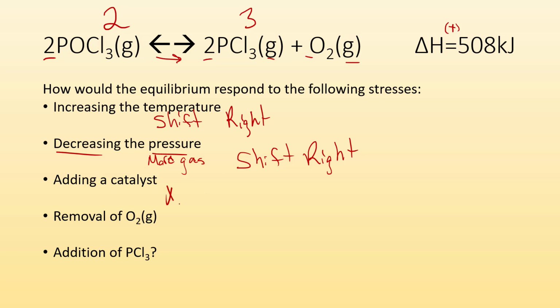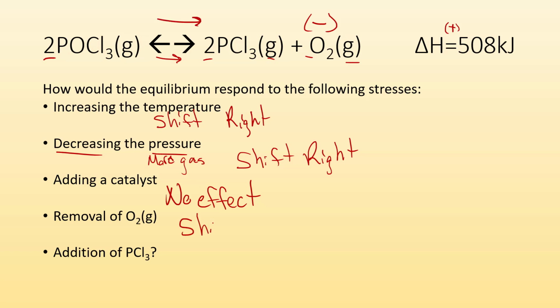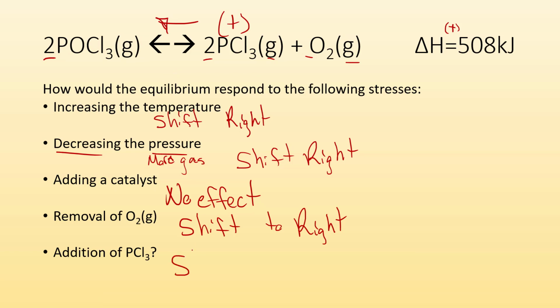Adding a catalyst, no effect on the equilibrium. Removing O2, well, let's see. I got O2 over here. If I remove it, I have to replace it, so I'm going to shift to the right. And if I were to add PCl3, well, let's see. I got PCl3, and I'm adding it. If I add, I have to shift away from that side, so it's going to shift to the left.